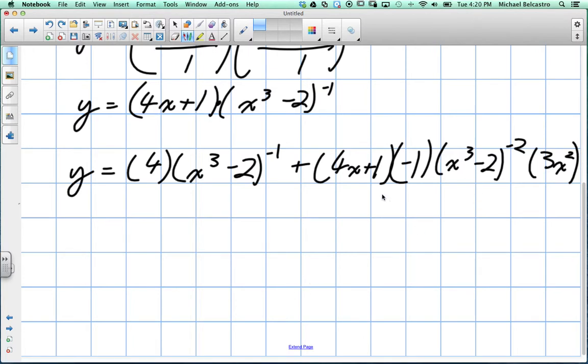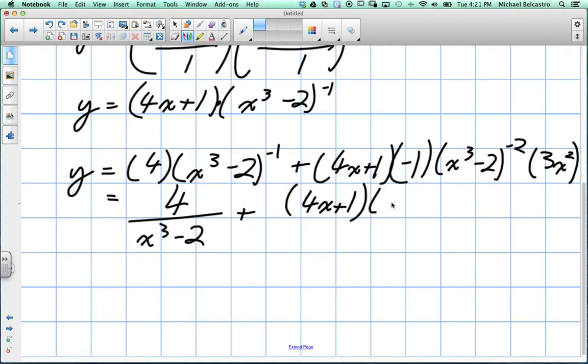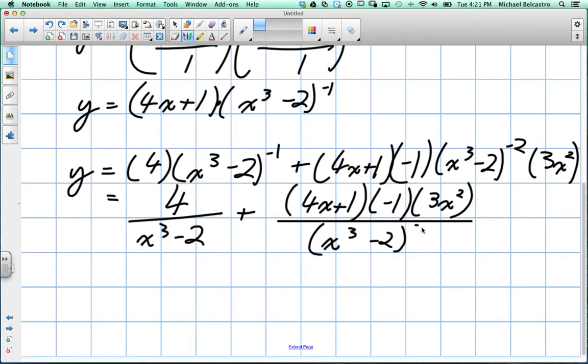From here, we can try to collect our like terms. Okay. Now this here, I'm going to actually turn it back into a fraction, the first one. So it actually reads 4 over x cubed minus 2. Does that make sense to you? I essentially just made that exponent positive again. Plus, and I'll do the same thing on this side. Okay, I'll leave what's up there. So we have 4x plus 1, just doing less steps, times negative 1, times 3x squared, all above (x cubed minus 2) to the power of 2 here.